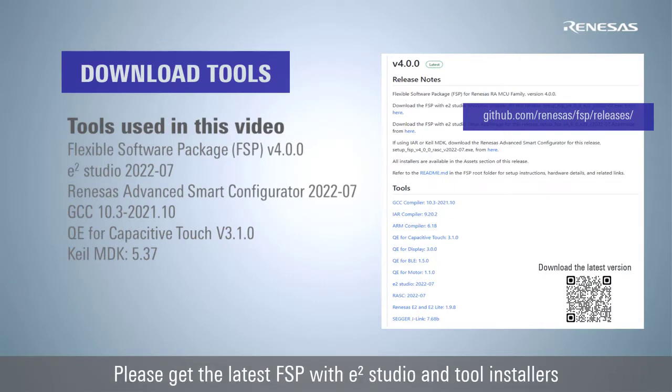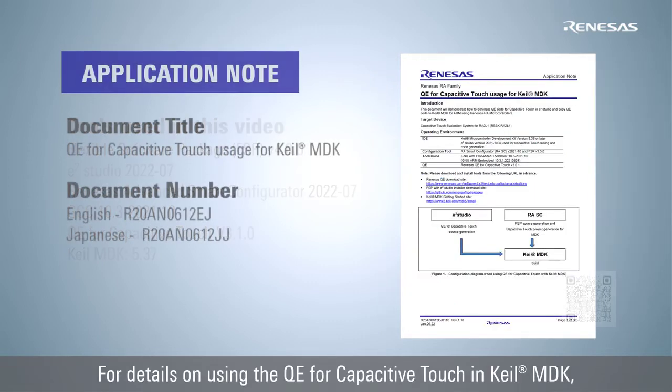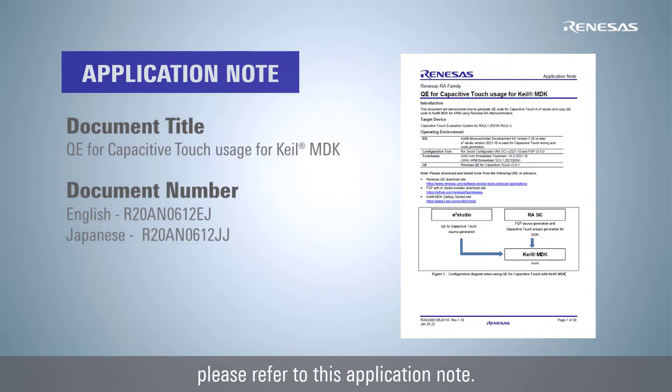Please get the latest FSP with e2 studio and tool installers from the FSP GitHub page. For details on using the QE for capacitive touch in Keil MDK, please refer to this application note.